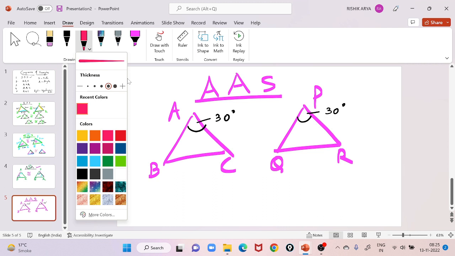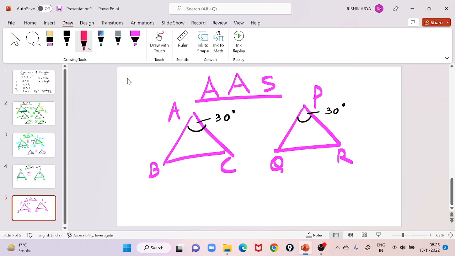Now, if we are taking angle B equal to angle R. If this is 40 degrees, this is also 40 degrees. Okay, so two angles are equal to one another. First angle, second angle gets completed. Now side. The side should not be included between these two angles. The side is after these two angles.